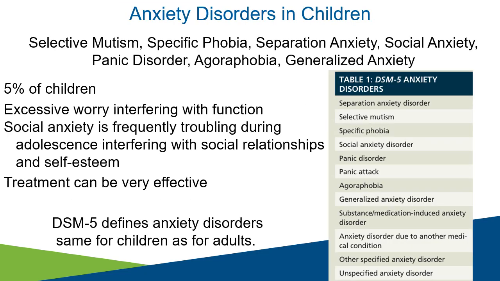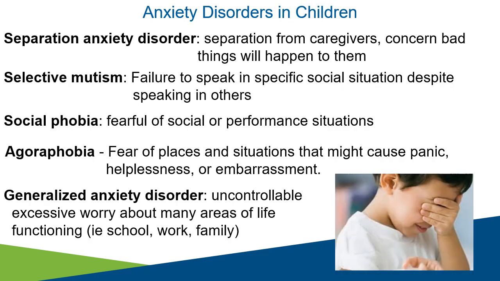Okay, we're at the home stretch. We have two conditions left. The first one is going to be anxiety. Now this includes things like selective mutism, specific phobia, all the different types of anxiety, panic disorder, agoraphobia, and generalized anxiety disorder. You should remember pretty much all of these. The only one I'll review here is agoraphobia. Remember, this is the fear of being unable to escape a situation.